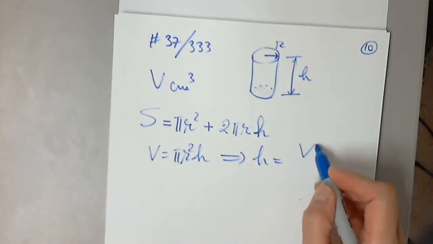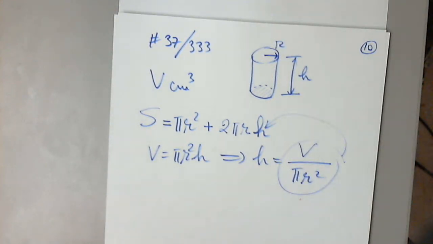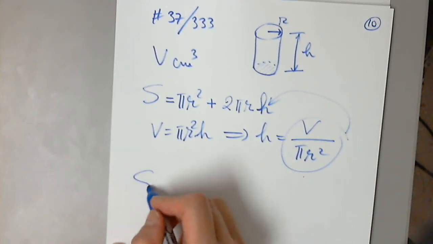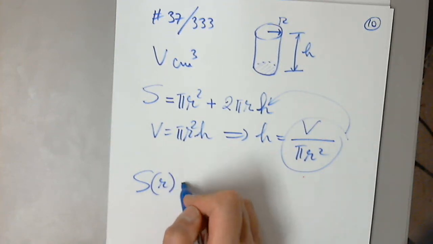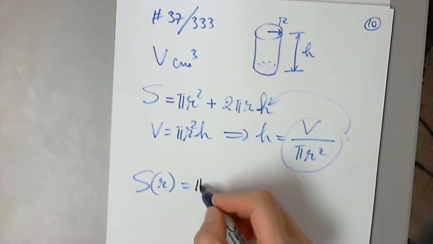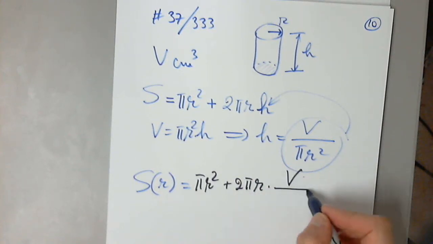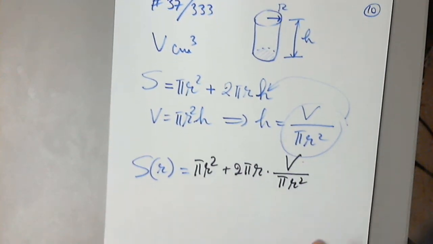Volume of the pi r squared. Thank you very much. So we're going to plug it in. So then S now is indeed a function of a single variable. It depends only on the radius of the cylinder or the can. Nothing else. So then plug it in: pi r squared plus 2 pi r multiplied by v over pi r squared.